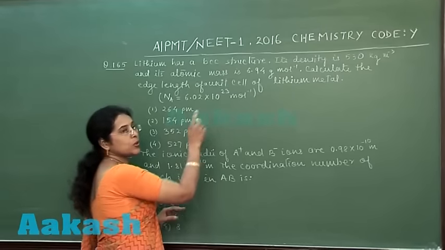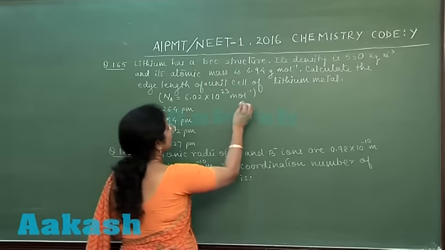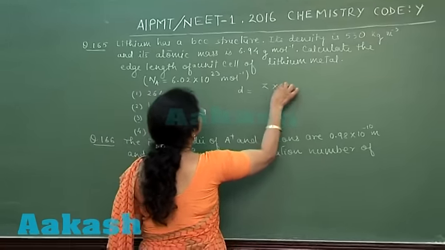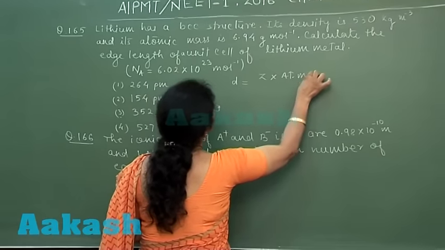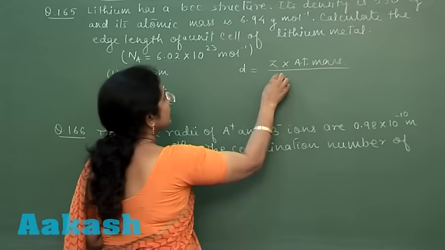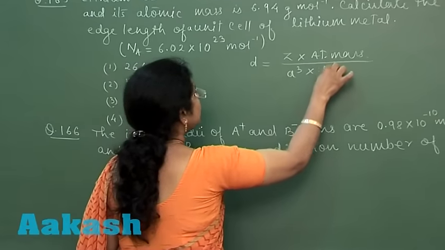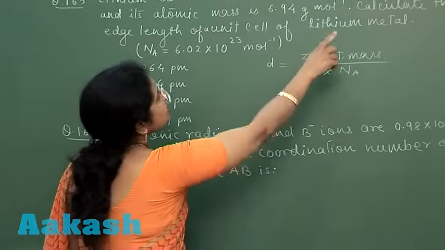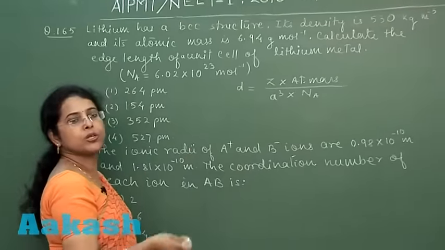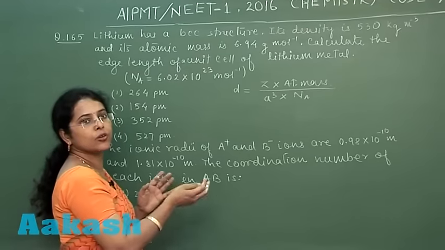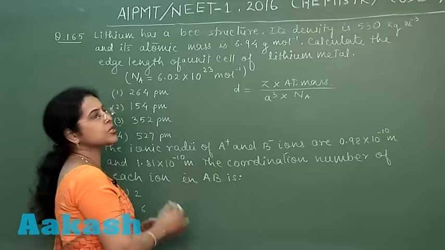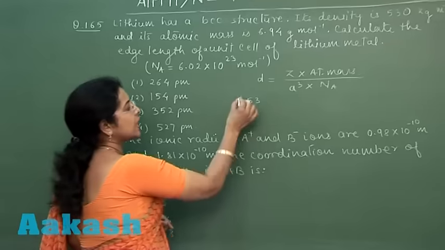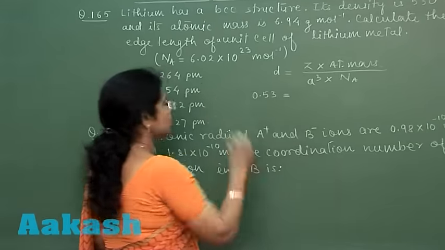So this question is based on the density formula. Now formula of density is Z into atomic mass by a cube into Avogadro's number. Now see, in this question density is given in kg per meter cube. So first of all convert it into gram per centimeter cube. This is coming 0.53 gram per centimeter cube.